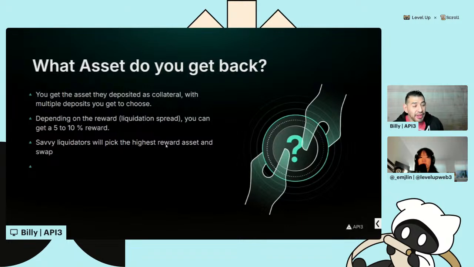So savvy liquidators will pick the highest reward asset for the swap. For that same 350, I can choose to get 5% in ETH or 5% in wrapped BTC, or I can get 10% back with Scroll. Well, I'd want the 10% back, because it's the same 350, same transaction. So I have to be aware of all the rewards for the liquidations, because in that same transaction, in that same time, I can double the amount of profit I get back by just choosing the right asset, right?